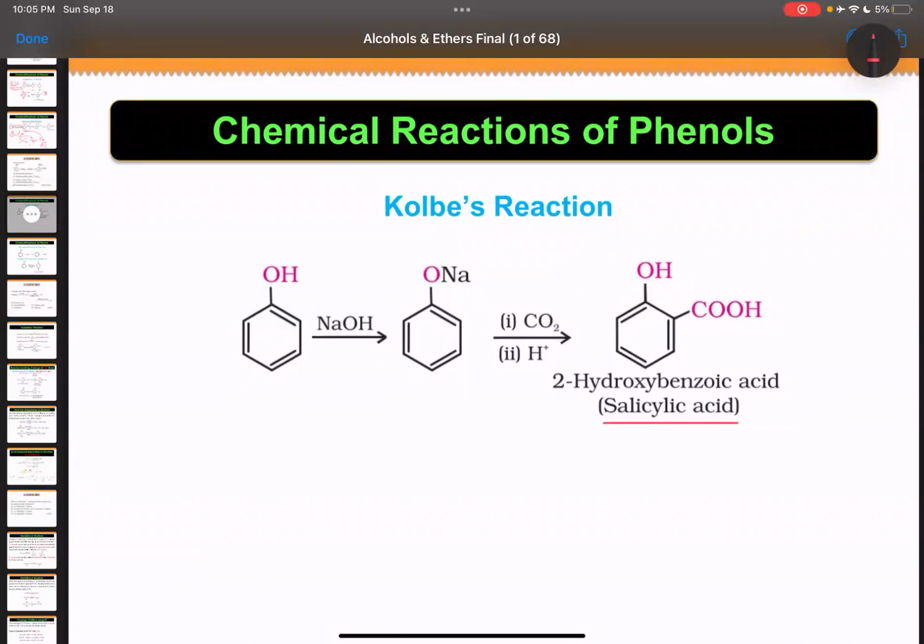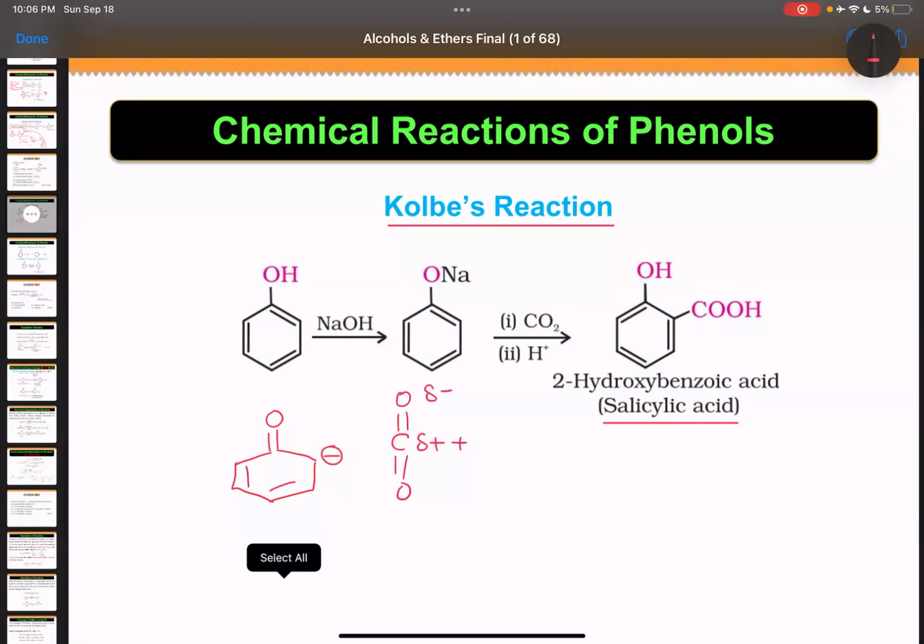And so this is the Kolbe reaction. You heat phenol with NaOH and CO2, and you end up with this. The mechanism is quite easy. In the phenoxide ion, you have a minus charge on the ortho position, and CO2 is the electrophile. It has a plus charge on the carbon, right?